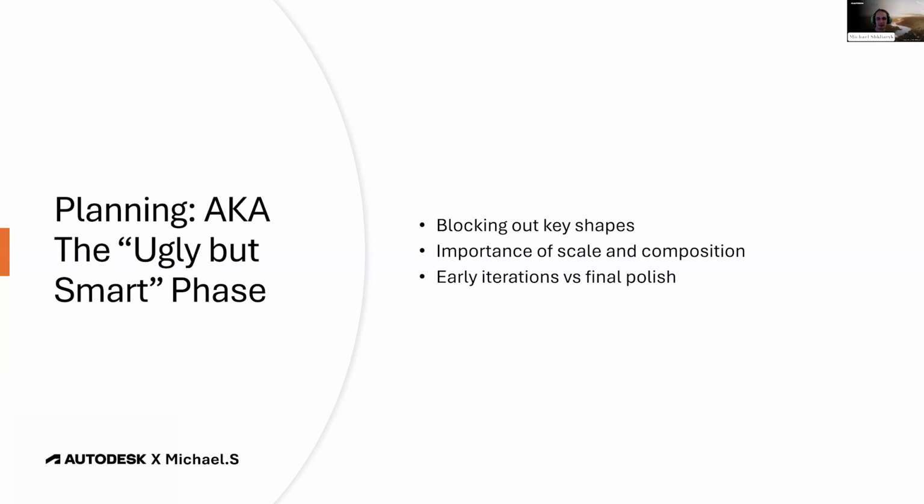I start by placing the major components of the scenes: buildings, terrain, paths, maybe a bridge or a riverbank. These are usually just simple boxes or primitives. The goal is to define the structure of the scene, not to make everything look pretty yet. This helps me understand the overall volume and silhouette of the environment. It's also a great time to experiment with ideas quickly. Since I'm not invested in the details yet, I can change things easily.